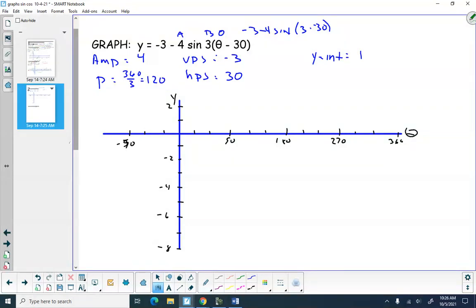What's the first thing we draw in? We've done it now twice. Vertical shift. Okay, so look at your vertical shift. Go down to -3 and draw in your prime axis. Once again, these cues are going to be the same.